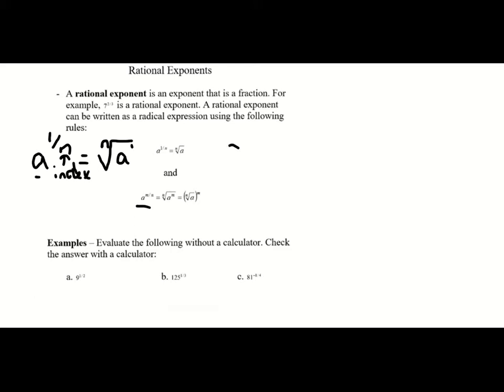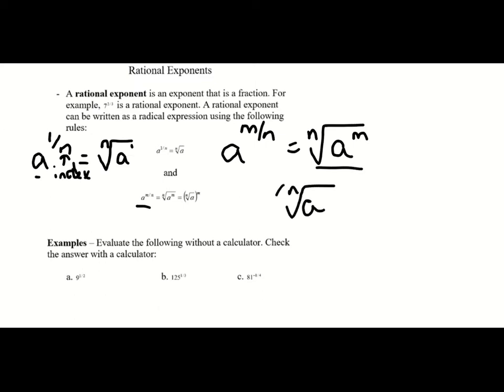We have a to the m divided by n power. If we were to write that in radical form, a is your radicand again, n is your index, the denominator is always the index, and m is the power of the base or the radicand. You can write it like this, or you can write it like this and put the power on the outside, and you'll see both ways that we do it.